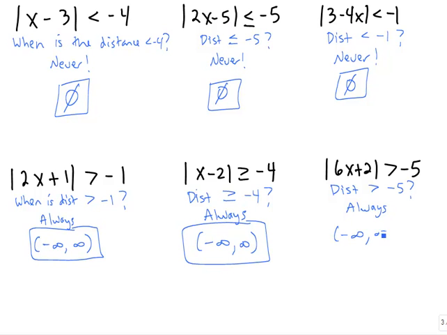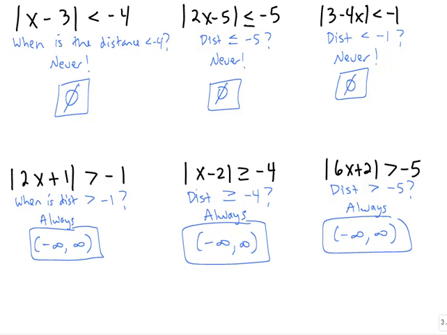So whenever you see an absolute value compared to a negative number, your answer will either be no solution or all real numbers. How do you know which case it is? Well, if you have less thans or less than or equal tos, then your solution is always the empty set. If you have greater thans or greater than or equal tos, then your answer is always all real numbers. And this is whenever you are comparing an absolute value to a negative number. Just look at the sign. Is it less than or is it greater than? And that will tell you whether you should write no solution or all real numbers.